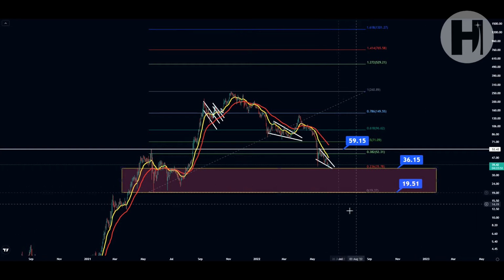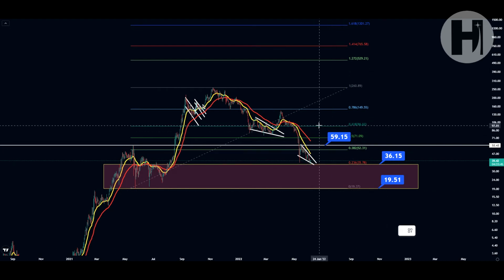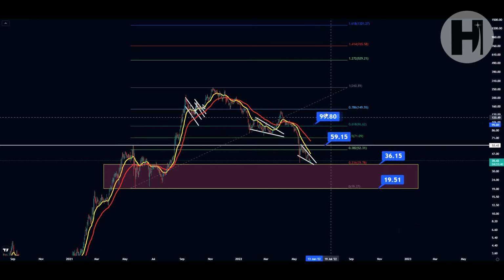So keep that in mind, have this buy zone, and above us we do have some important resistance levels that we need to break. For example, here the golden ratio at $95-96 is very important.